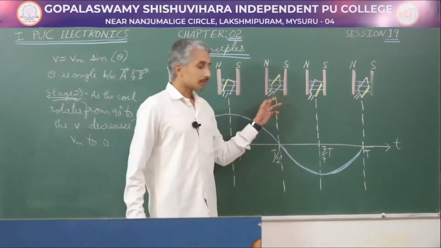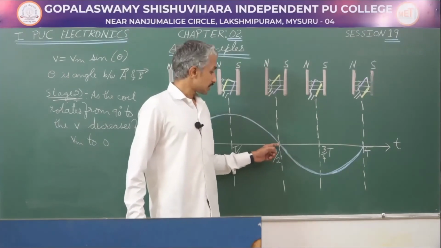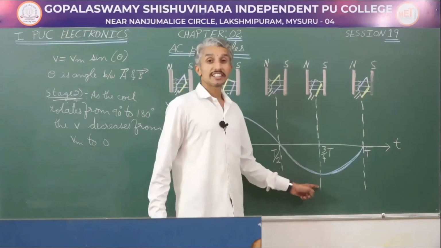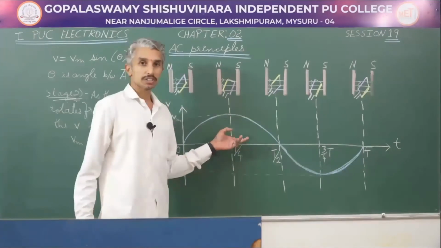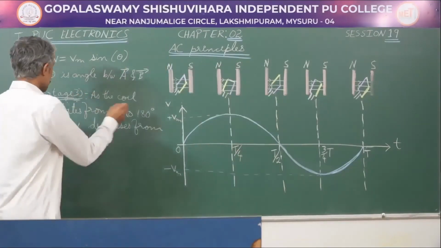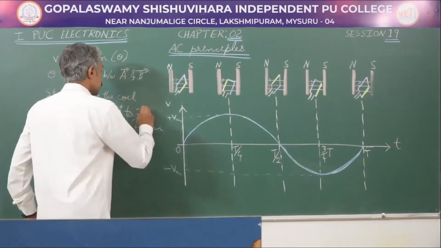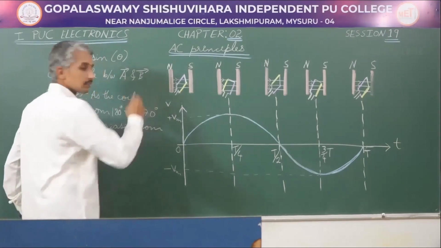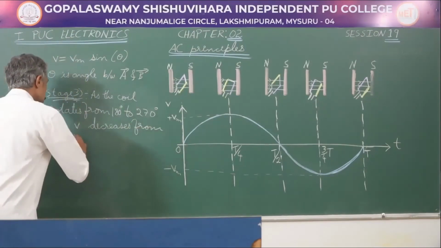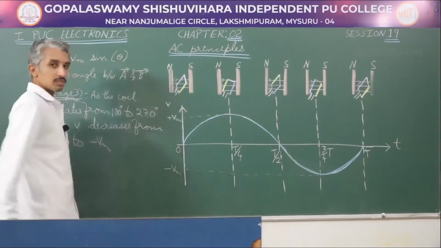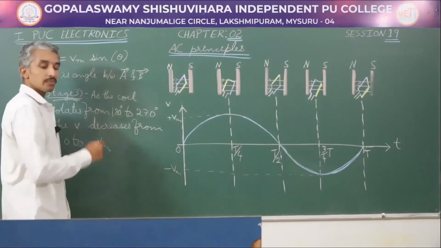As it further rotates from 180 degrees to 270 degrees, the AC voltage decreases from 0 to negative maximum. The voltage changes from positive to negative. So, stage 3, as the coil rotates from 180 degrees to 270 degrees, the voltage V now decreases from 0 to negative maximum. The other way I can also tell is the voltage changes its polarity from positive to negative.